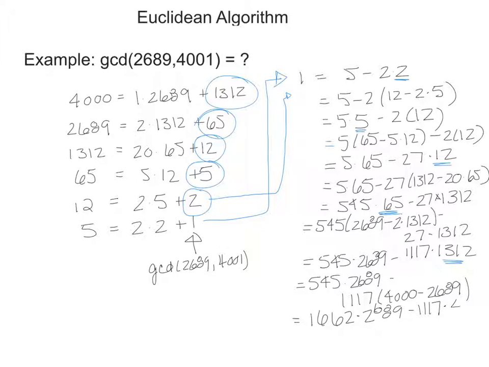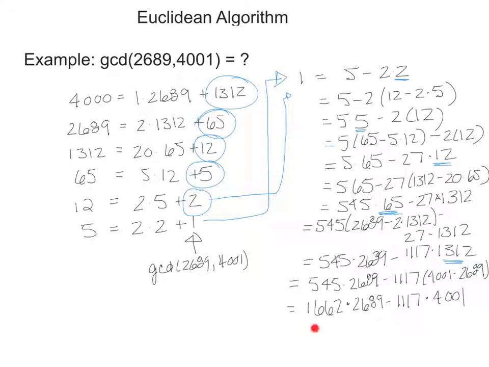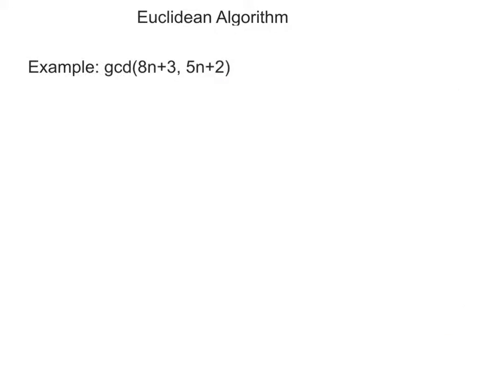1117 times 4001. Again, that's my linear combination. Okay, I wrote it one more time to clean it up. Another example, the greatest common divisor of 8n plus 3 and 5n plus 2. So I'll start: 8n plus 3 is equal to 1 times 5n plus 2, remainder 3n plus 1.